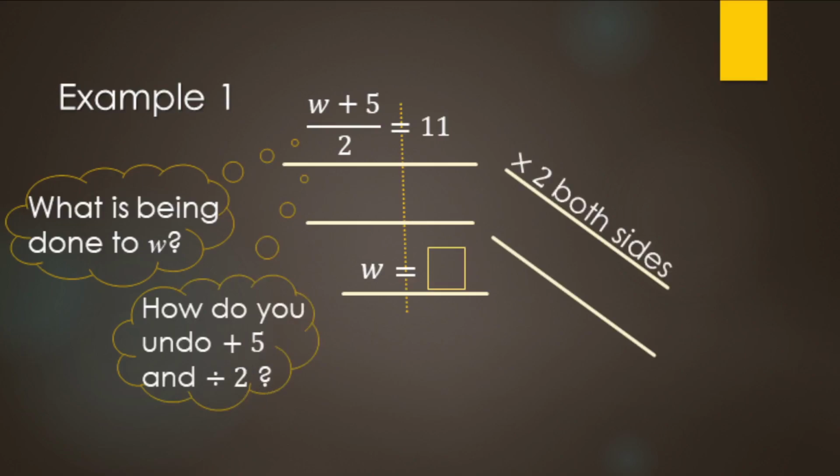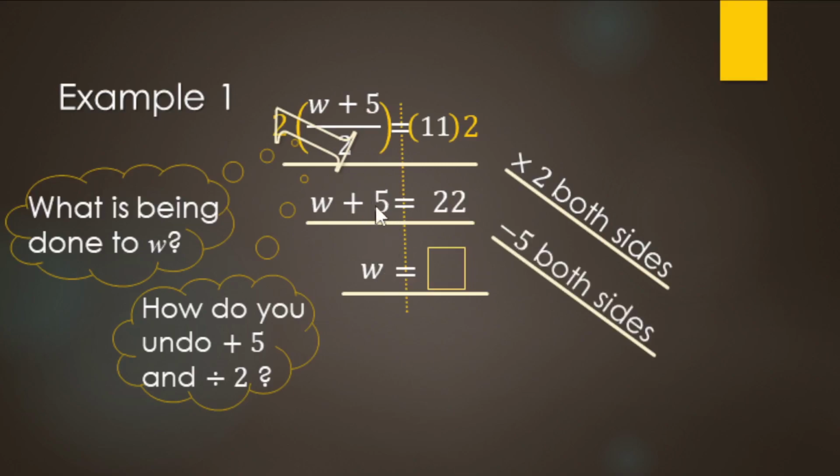So here we go. We'll start by undoing the divide by 2 with a multiply by 2 to both sides. So here's how that looks. Now this 2 is a numerator, so we have 2 over 2, and that just makes 1 times w plus 5, which makes just w plus 5. And then on the right-hand side, 11 times 2 makes 22. Next up, we're going to undo the plus 5 with a subtract 5. So we have w plus 5 minus 5. Plus 5 minus 5 is just 0. So we just end up with w equals, and then 22 minus 5 is going to make 17.